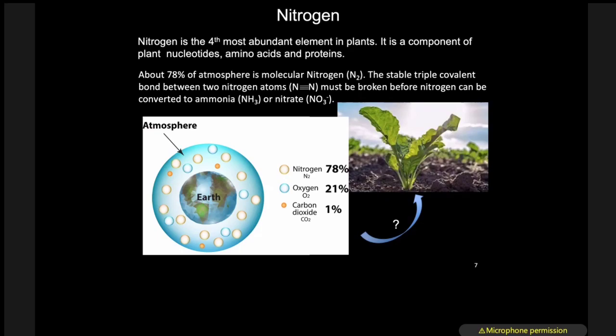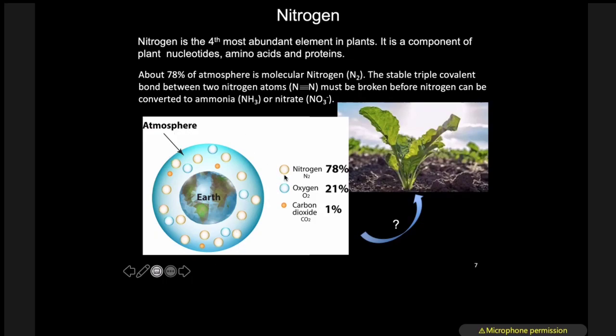That's required before you can, quote unquote, fix that nitrogen into basically amino acids. And so it's the fourth most abundant element in plants, and it's one of the most abundant components of our actual atmosphere.